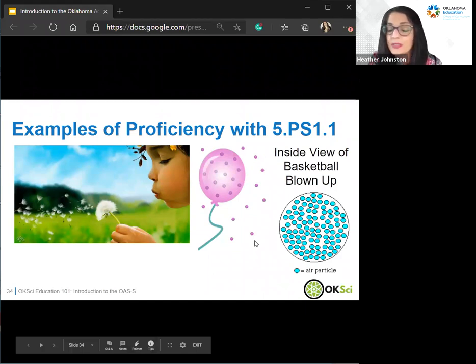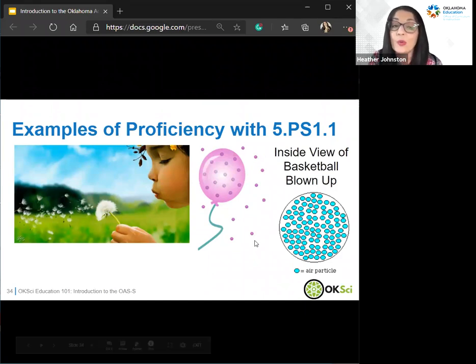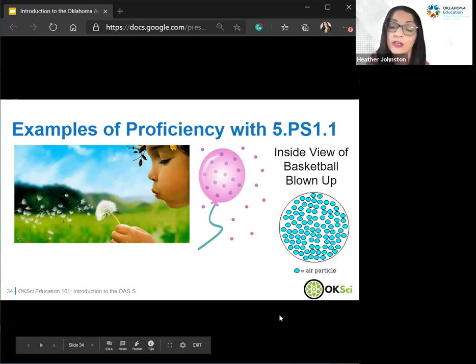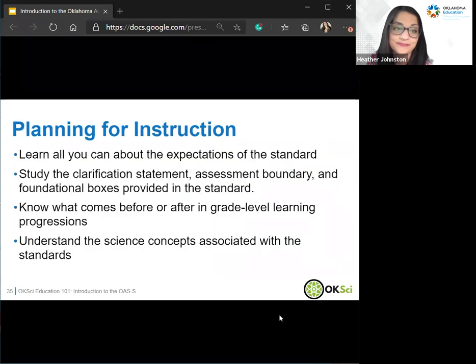These types of examples that you currently see on your screen are things that we will be discussing in our next meeting at the end of October, when we start talking about using phenomena to engage students in their learning.